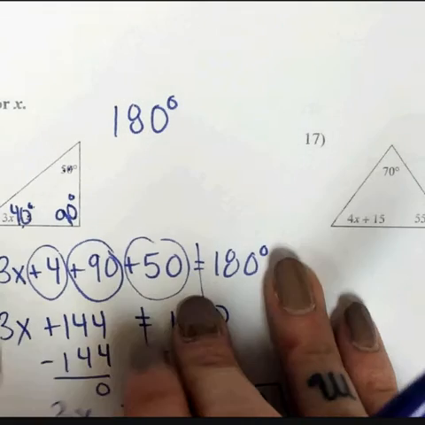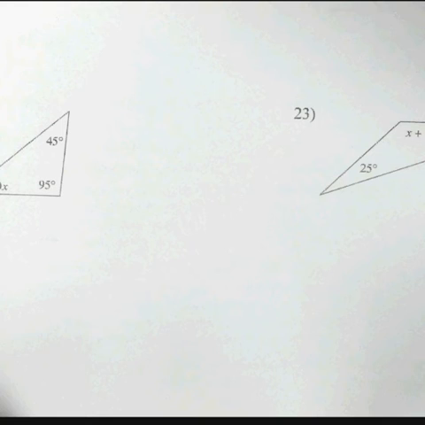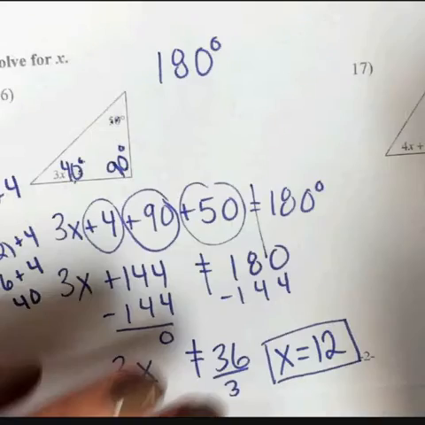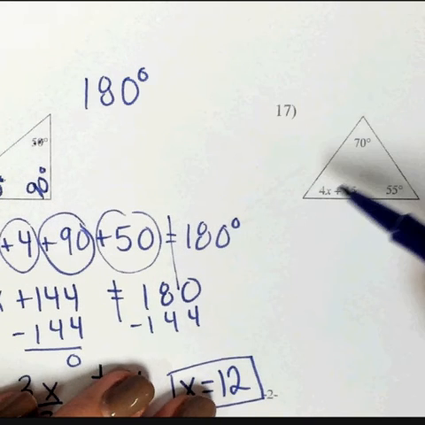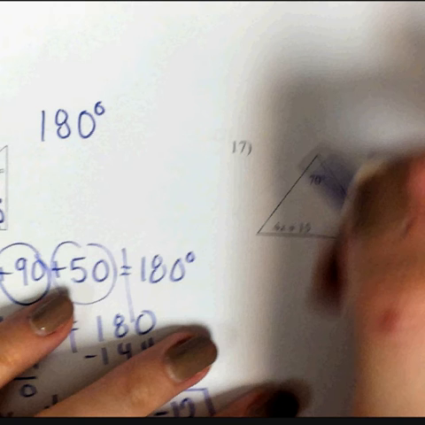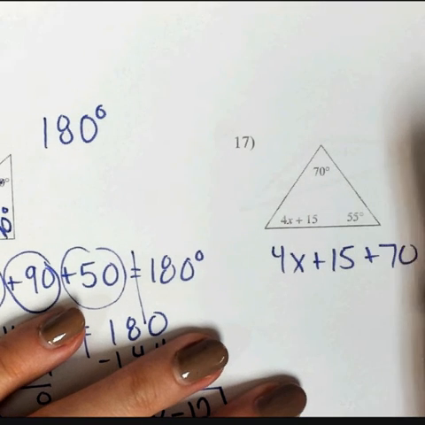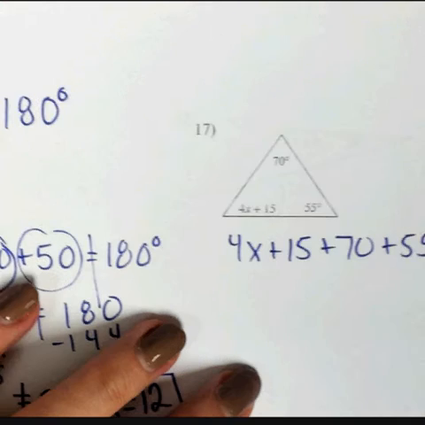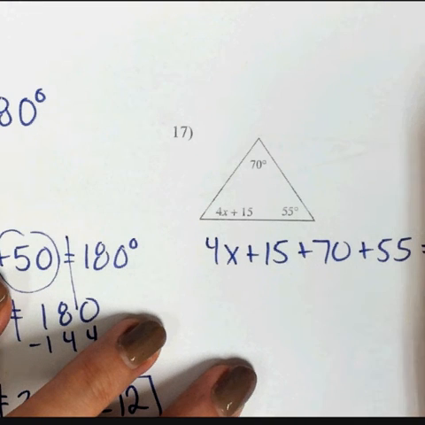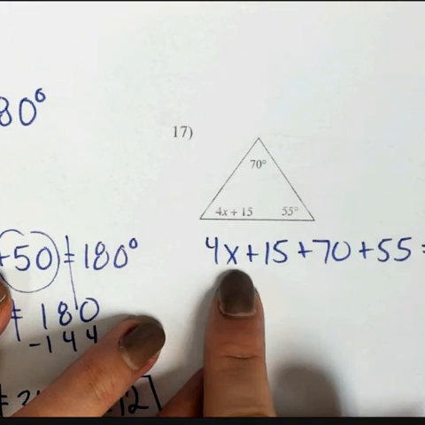So for the rest of them, guys, you are literally doing the same thing. You are adding up your three angles, and you're setting them equal to 180. And then you're solving for x.